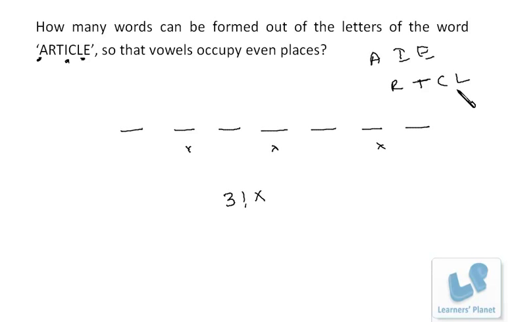Now we have to arrange the consonants on the remaining 4 positions. So 4 positions, 4 letters, they can be arranged in 4 factorial ways, right? So it's 6 into 24, so it's 144 ways, right?